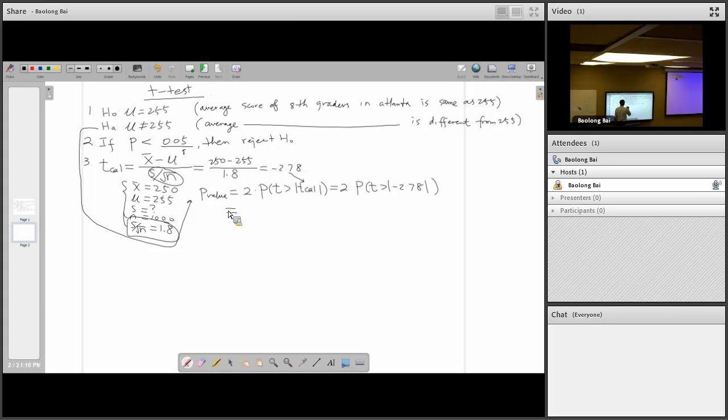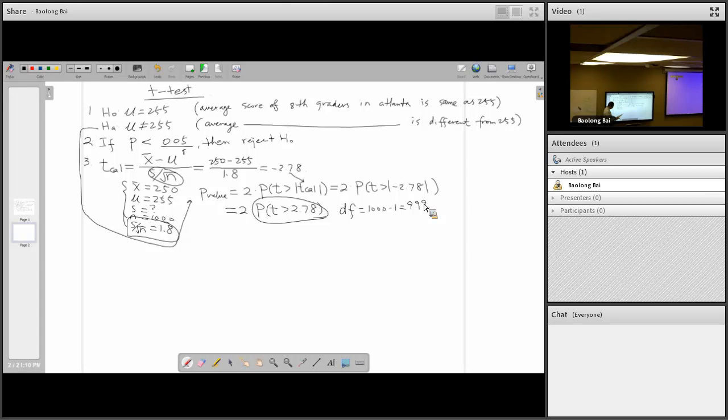Then get rid of the absolute value function, so 2 times probability of t greater than positive 2.78. So we can evaluate this t event on the t table for the probability with the degree of freedom equal to n minus 1, which is 999, right? So we're going to go to the t table and look for that probability. For 999, the closest degree of freedom to approximate will be 1,000 anyway.